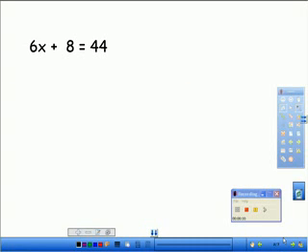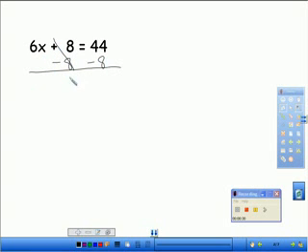Here's our first problem. 6x plus 8 equals 44. The first thing that you're going to do is get rid of the term, and the term in this equation is plus 8. So I have to do the opposite of plus 8, which is minus 8. So I'm going to subtract 8 from both sides of the equation.